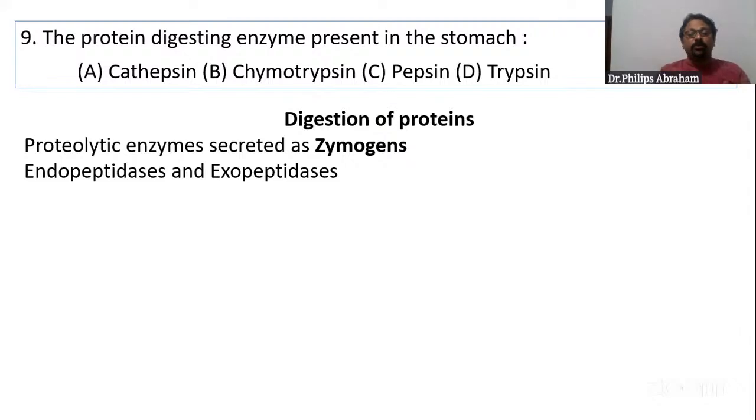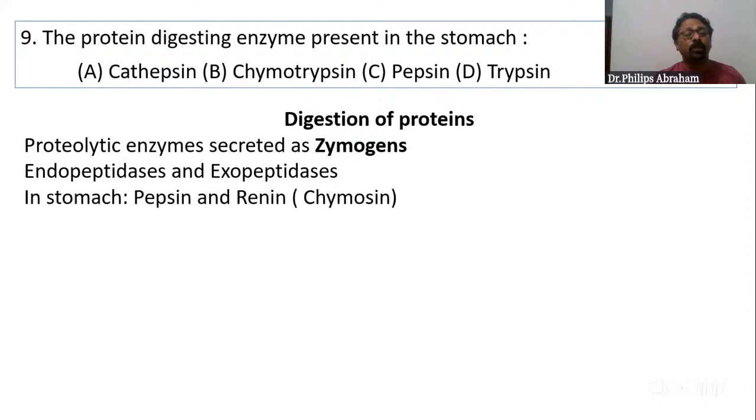And there are two types of enzymes that can break the peptide linkages: endopeptidases and exopeptidases. Endo means it breaks inside a long chain, here and there, randomly. Exopeptidases means it breaks amino acids one by one from one end. That's called exopeptidases.